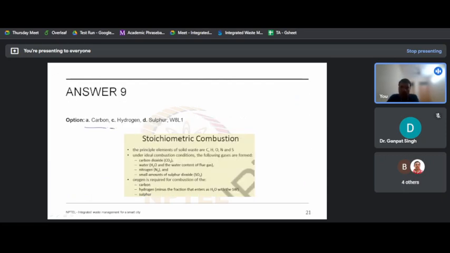A is carbon, C is hydrogen, and D is sulfur. We can refer to the first lecture of this week. The principal elements of solid waste are carbon, hydrogen, oxygen, nitrogen, and sulfur. Under ideal conditions, what gases will be formed? Carbon dioxide will be formed from carbon. Water will be formed from hydrogen. Nitrogen will be formed from nitrogen, and from sulfur we will get sulfur dioxide. So we'll need oxygen for the combustion of carbon, hydrogen, and sulfur. CHS, for that we need O2.